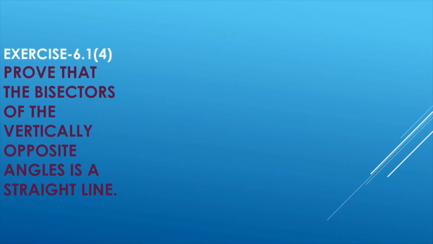Now, my dear students, from exercise 6.1, one of the most important theorems is to prove that the bisectors of the vertically opposite angles form a straight line.